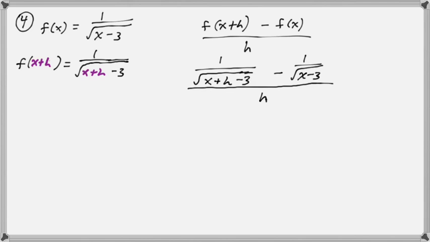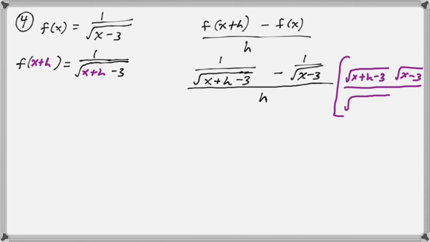At which point I have fractions and fractions, I'm going to multiply by a common denominator. So the common denominator you can always get by just multiplying the two denominators. So it's going to be radical x plus h minus 3 times radical x minus 3. Again, it's going to be over itself because that makes it into a 1. I usually call it a fancy form of 1 because if you multiply by 1, you don't change the value. You're allowed to multiply by 1.